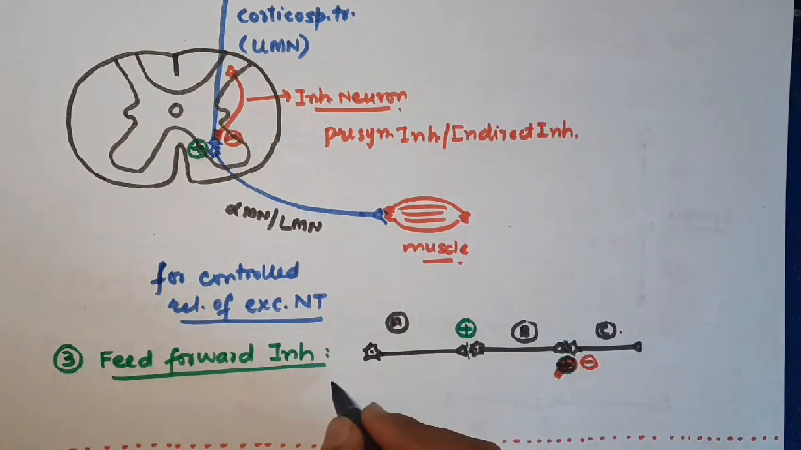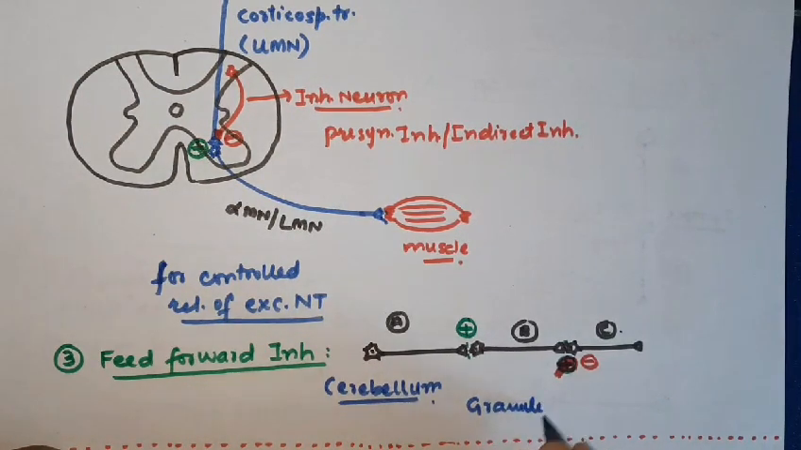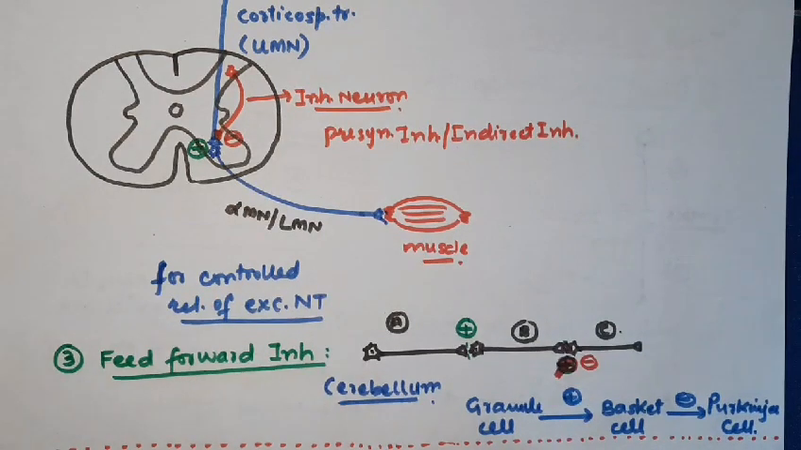This type of inhibition is called feed forward inhibition, and it is seen in cerebellum. In cerebellum, granule cells cause excitation of basket cells, and basket cells in turn cause inhibition of Purkinje cells. So this type of inhibition seen in cerebellum is called feed forward inhibition.